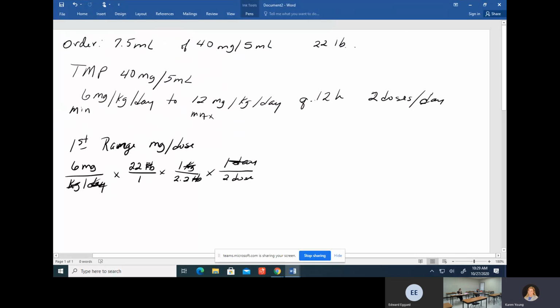So I'm going to do 6 times 22. I get 132. 2.2 times 2 is 4.4. So divide that. Gotta hit the right keys in the calculator. And I get 30 milligrams per dose.